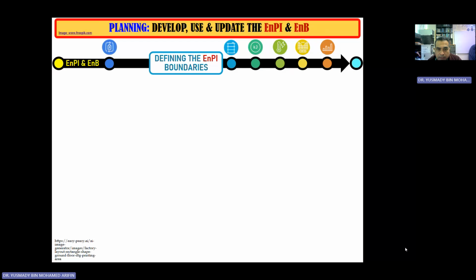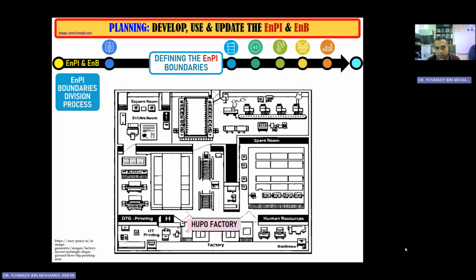Okay, still under defining the ENPI boundaries. For example, I will try to illustrate or show you more realistically how to implement the ENPI boundaries division processes. So, for example, we have a specific layout plan for the Hupo factory.